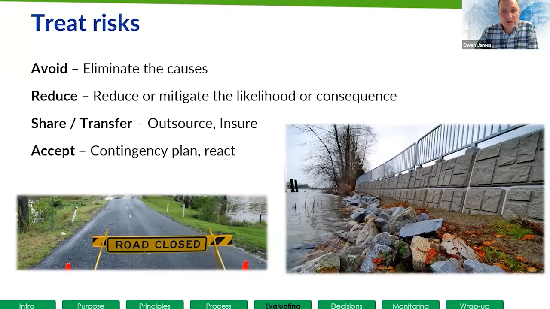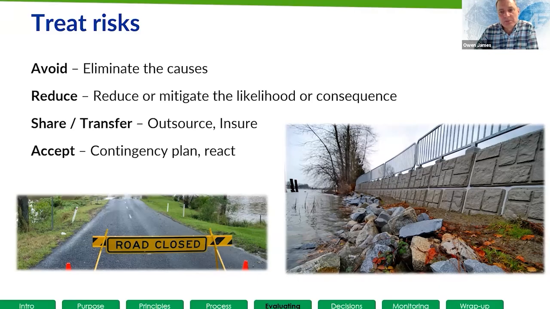So we can avoid risks and mitigate them. We can reduce risks. We can share or transfer risks. So if you think about insuring or outsourcing, you're really putting that liability out to somebody else. Or we can accept a risk. And even when you accept a risk, you might want to put some action in place, like a contingency plan, so that if a certain event were to arise, you could react to it.